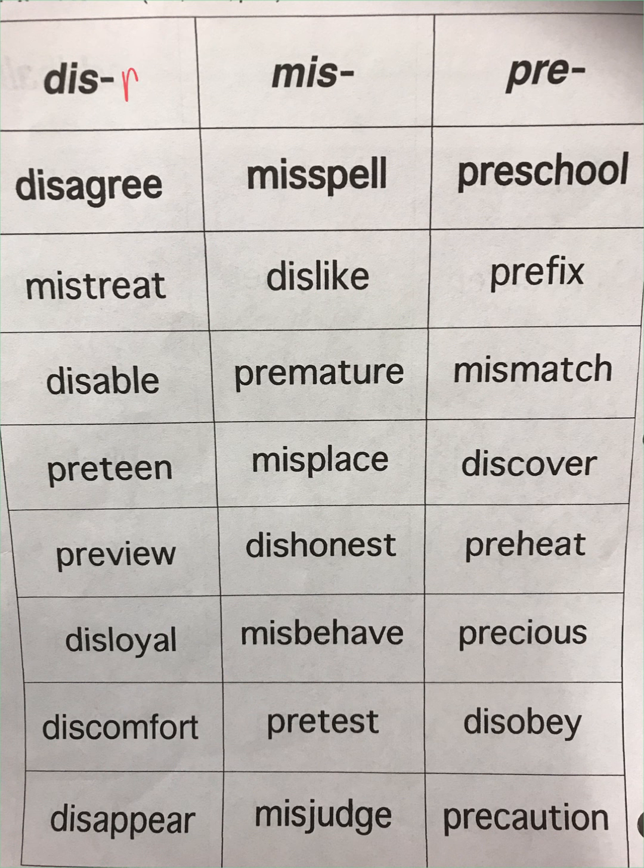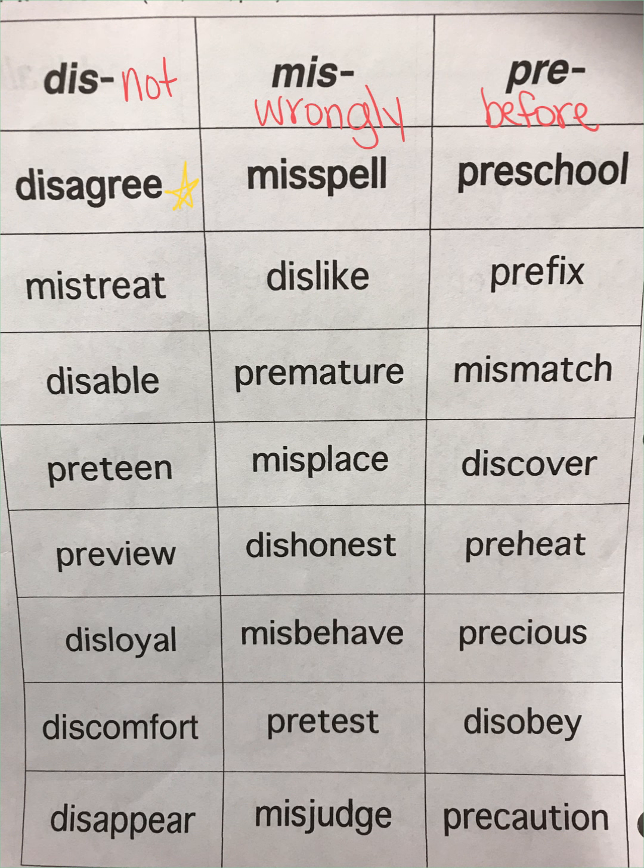So dis means not or opposite of. Mis means to do something wrongly. That will help you with the meanings. And pre means to do something before. So we'll be thinking about those words combined with the base words as we go ahead through this list. So let's go ahead and get started.